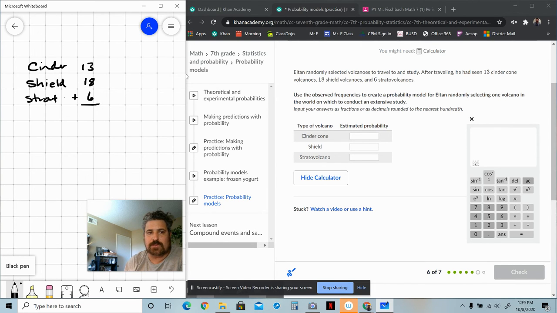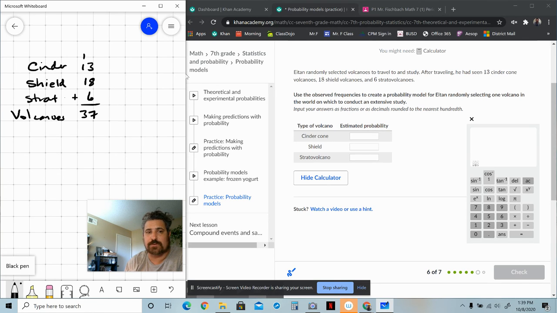So together, what was the total number of volcanoes that he has looked at in the past, that we have evidence that he's looked at? 13 plus 18 is 31, plus 6 is 37. So there's 37 total volcanoes, right? So if we know there's 37 total volcanoes that he's looked at, then what we're going to do is just put everything out of 37, right?